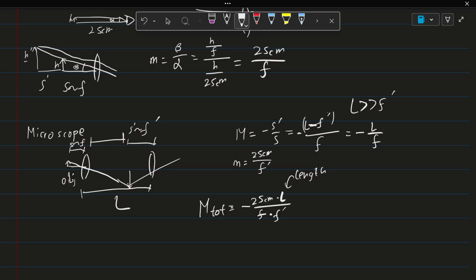So if you want to observe much greater objects, you could decrease your objective focal length, but then that means you need to increase the length of your microscope. And so this is how the microscope works. You change the length of your barrel, and then you adjust its height. So that's how microscopes work.